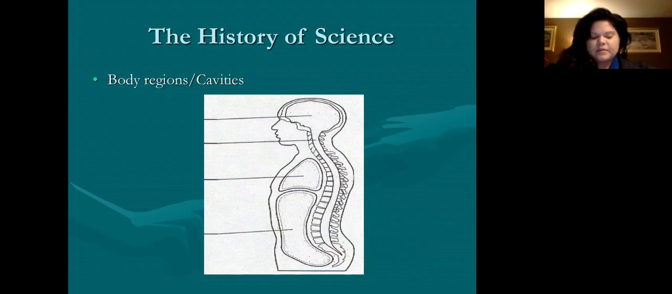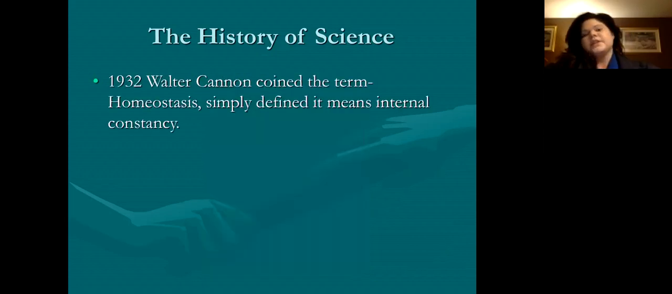The abdominal cavity has two different parts, abdominal and then pelvic, so that would be your abdominopelvic cavity. They're going to contain the stomach, liver, gallbladder, and then your pelvic region is going to have the bladder, reproductive organs, things like that. In 1932, Walter Cannon coined the term homeostasis, and that's going to be internal consistency.